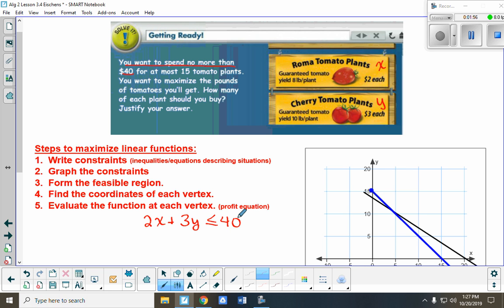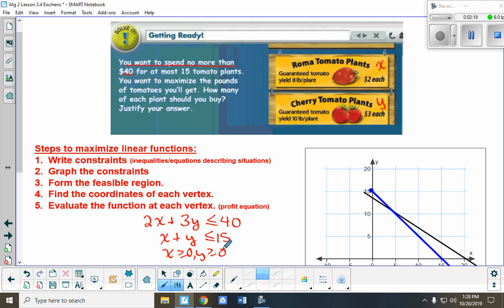Then they tell us that we're going to buy at most 15 tomato plants. So the number of Roma plants plus the number of cherry tomato plants is less than or equal to 15. And X is greater than or equal to 0. Y is greater than or equal to 0 because we won't buy a negative number of plants.